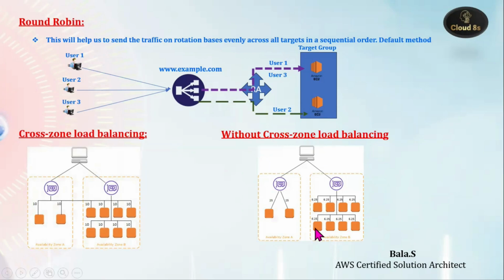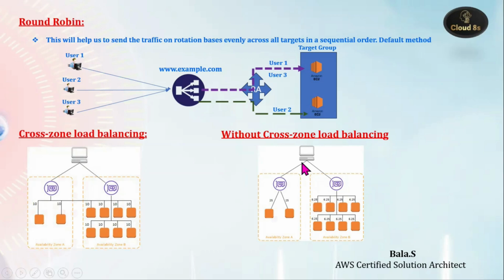In the same way, in zone A I have two instances and in zone B I have eight instances. Without cross zone load balancing, what will happen? Zone A will get 50% of the traffic and zone B will get 50% of the traffic. In zone A I have two instances, so each instance will get 25% of traffic. And in zone B, each instance gets 6.25% of traffic.